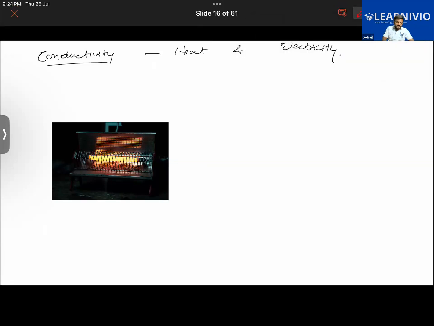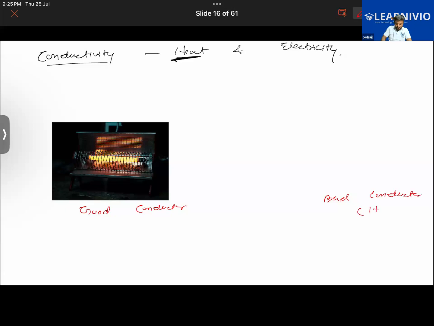First of all, we are going to stick to the topic of heat. Now we're going to learn about heat. Based on whether an object would allow heat to pass through it or not, we have good conductors of heat and we have bad conductors of heat.